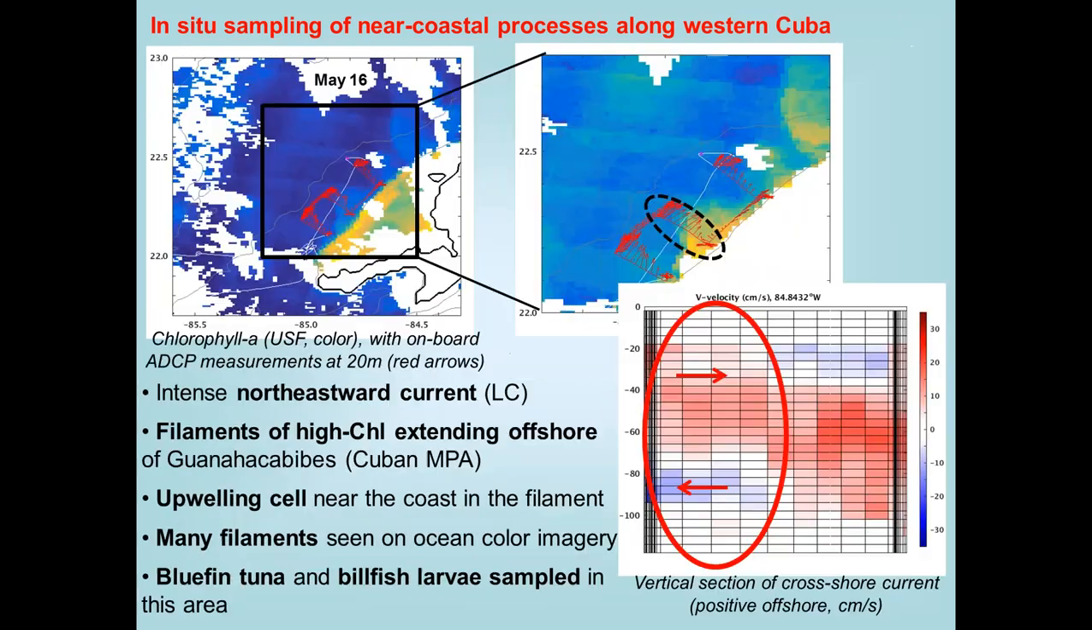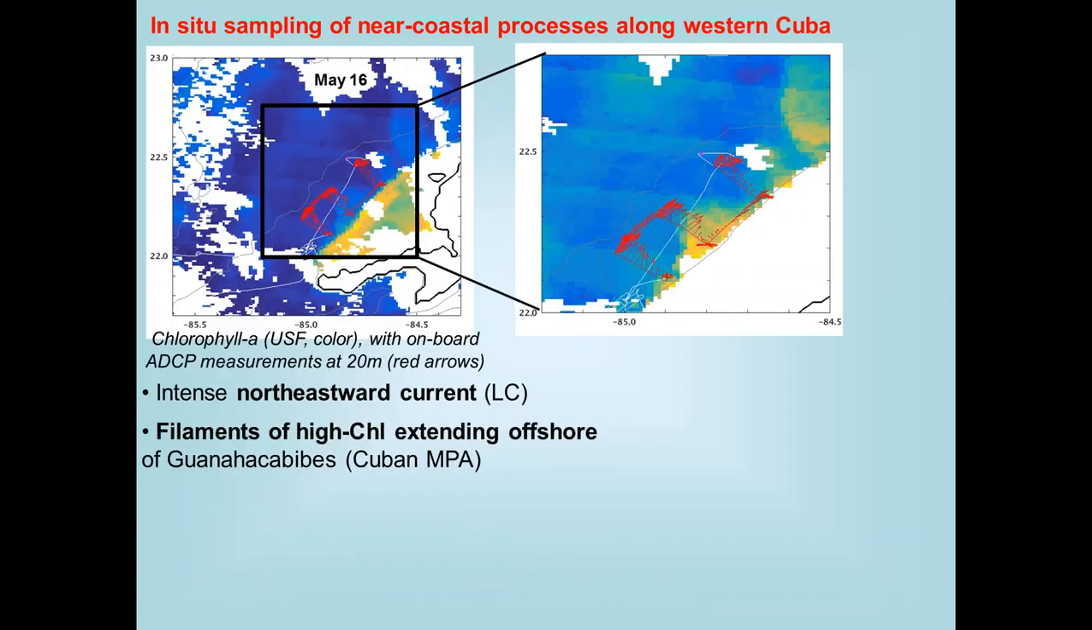This is the second site that we sampled along the Cuban coast. It's the western tip of Cuba here, and there's the Gulf of Guanahacabibes here. This is in ocean color. It's very intense in terms of chlorophyll content, very rich waters. If I change the color scale here, this is the Gulf, so it's not land. Here's the Gulf, very rich waters. We sampled just outside of it because it's very shallow and we're not allowed to get in.